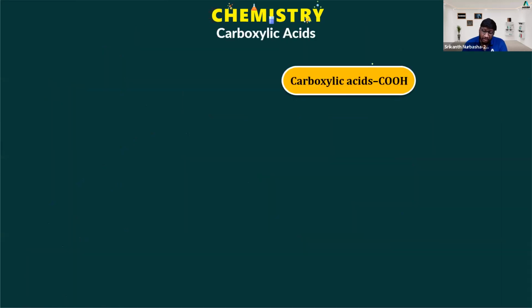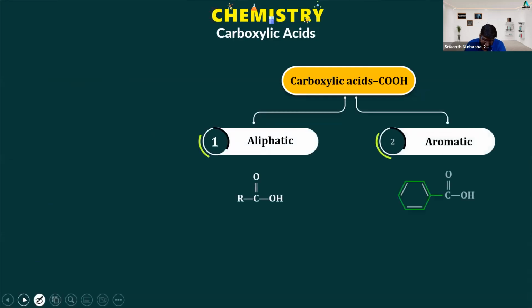Then comes the next type of functional group, carboxylic acids. Carboxylic acids can be classified into aliphatic as well as aromatic. In an aliphatic carboxylic acid, we have an alkyl group connected to C double bond OH, whereas in an aromatic one, we have an aromatic ring connected to C double bond OH. Aliphatic means carbon-carbon chains, no rings, and aromatic means we have aromatic phenyl rings connected.